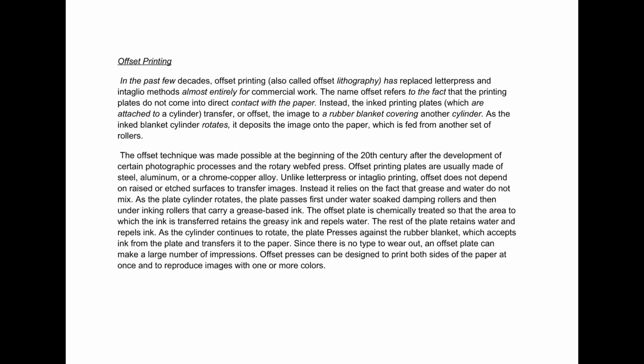As the cylinder continues to rotate, the plate presses against a rubber blanket, which accepts ink from the plate and transfers it to the paper. Since there is no type to wear out, an offset plate can make a large number of impressions. Offset presses can be designed to print both sides of the paper at once and to reproduce images with one or more colors.